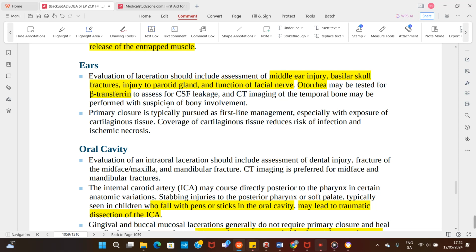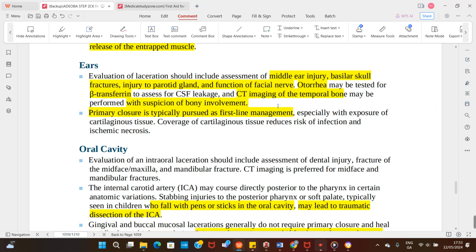So that's why you might want to do your CT imaging of your temporal bone, if you are highly suspecting basal skull fracture or any bony involvement. So if there's a laceration to the ear, what do you want to do for the penetrating injury? You want to do a primary closure, right? That's the first line. You have to close it, particularly if there's exposure of the cartilage of the ear.